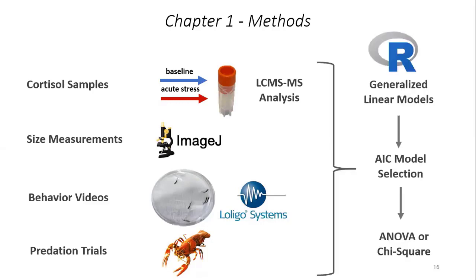So for all of these 4 data sets, I statistically analyzed these using R software to build generalized linear models. I then conducted AIC model selection to identify what were the important predictor variables explaining variation in each data set. I then further investigated the variables present in the AIC selected model using either ANOVA or chi-square. Chi-square was for the predation trials with a Poisson distribution, and ANOVAs were used for everything else.